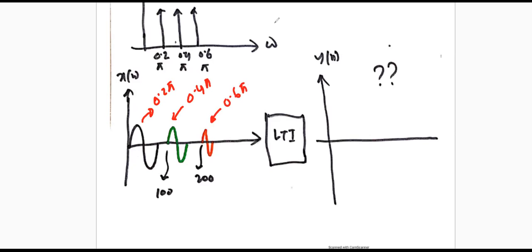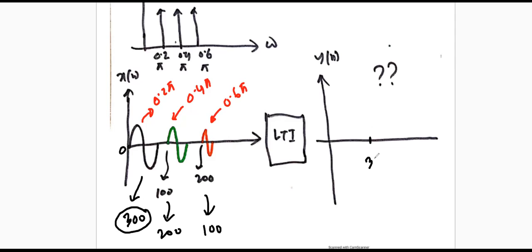Now, you can also help me to draw this. So 0.2 pi is actually experiencing 300 sample delay, this is experiencing 200 sample delay, and 0.6 pi is experiencing 100 sample delay. So now the question is where this 0.2 pi signal will start. Naturally it starts at 0, and it will experience 300 sample delay. So that means it will start at 300 sample. So the black signal will look like this in the output.